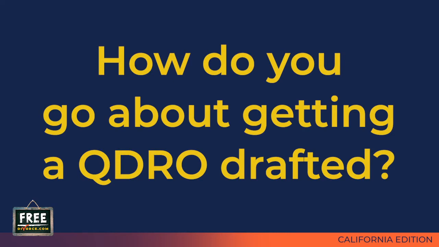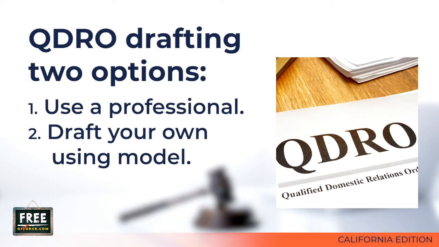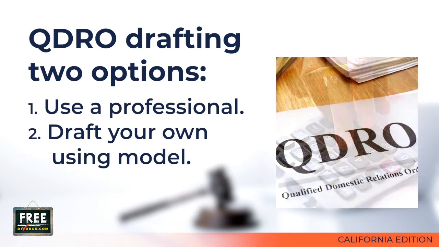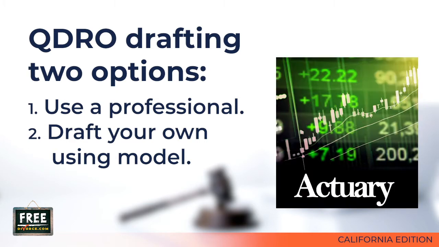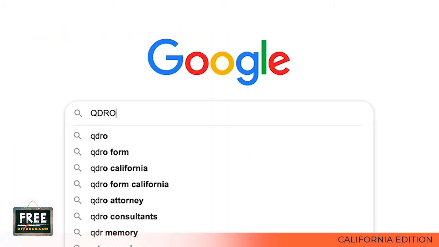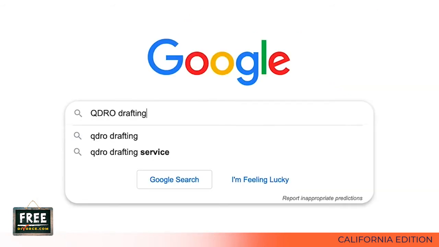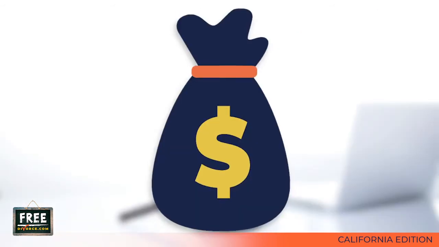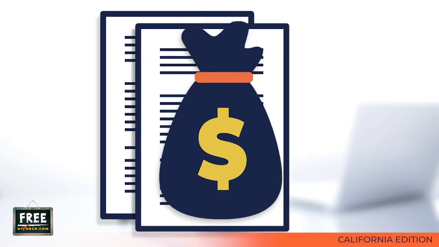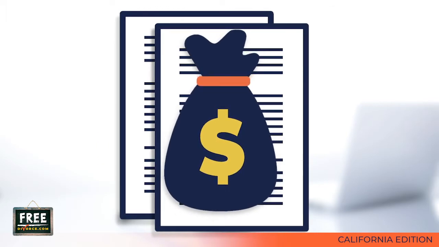There are two basic options. One option is to hire an expert to draft a QDRO. The experts that are in the business of drafting QDROs are typically accountants or actuaries, although some are lawyers. You can Google QDRO drafting to find an expert to draft a QDRO for you. You can expect to pay somewhere in the neighborhood of $500 to $600 per QDRO.